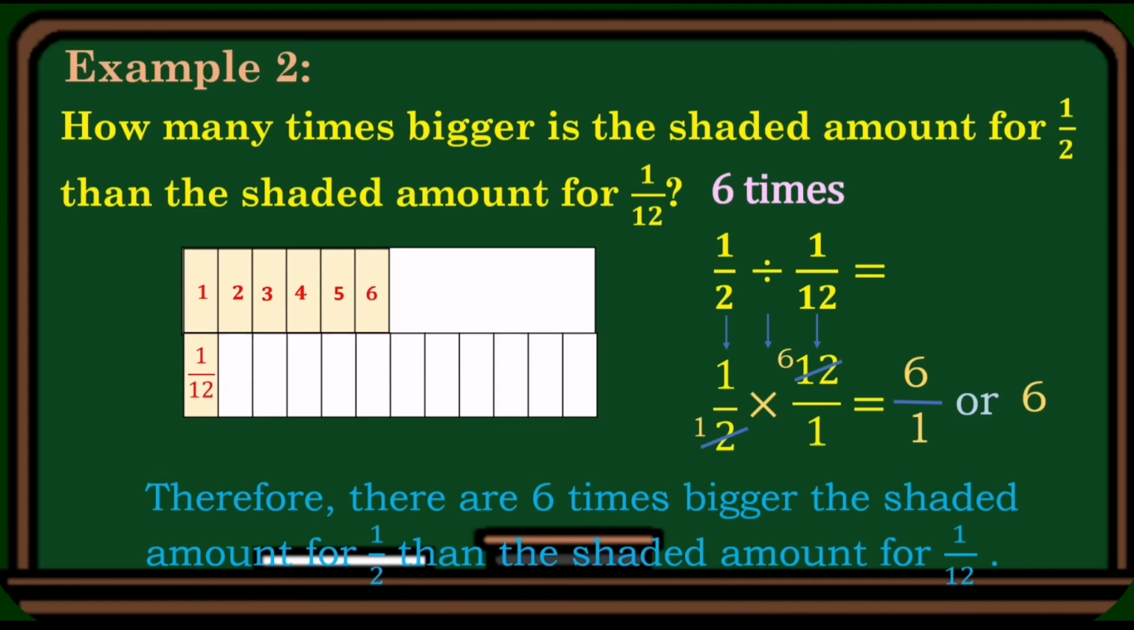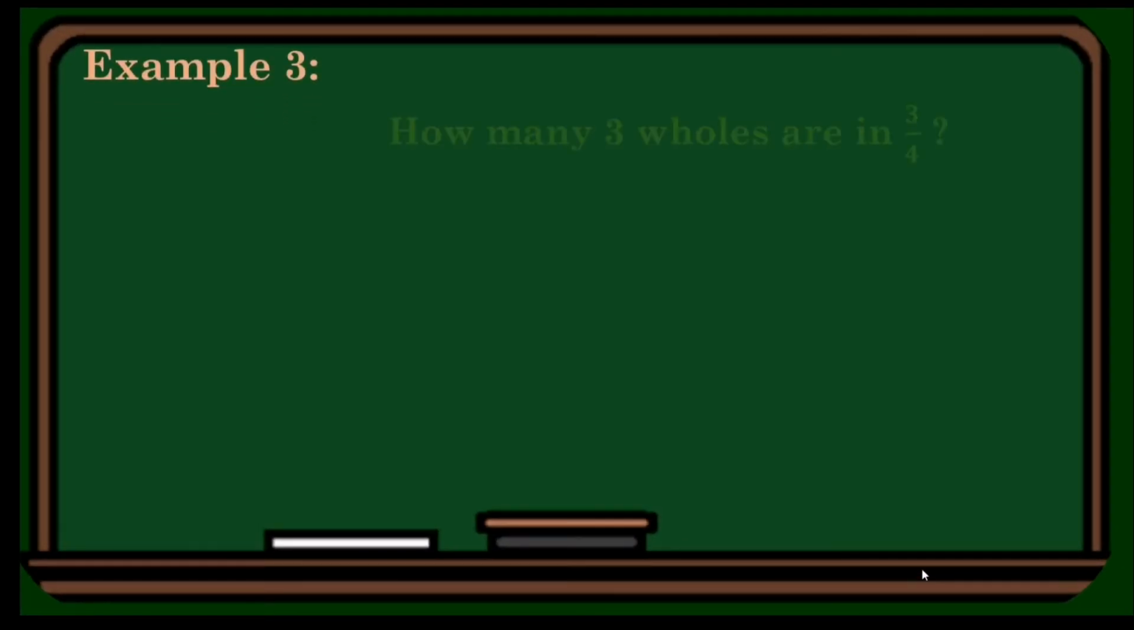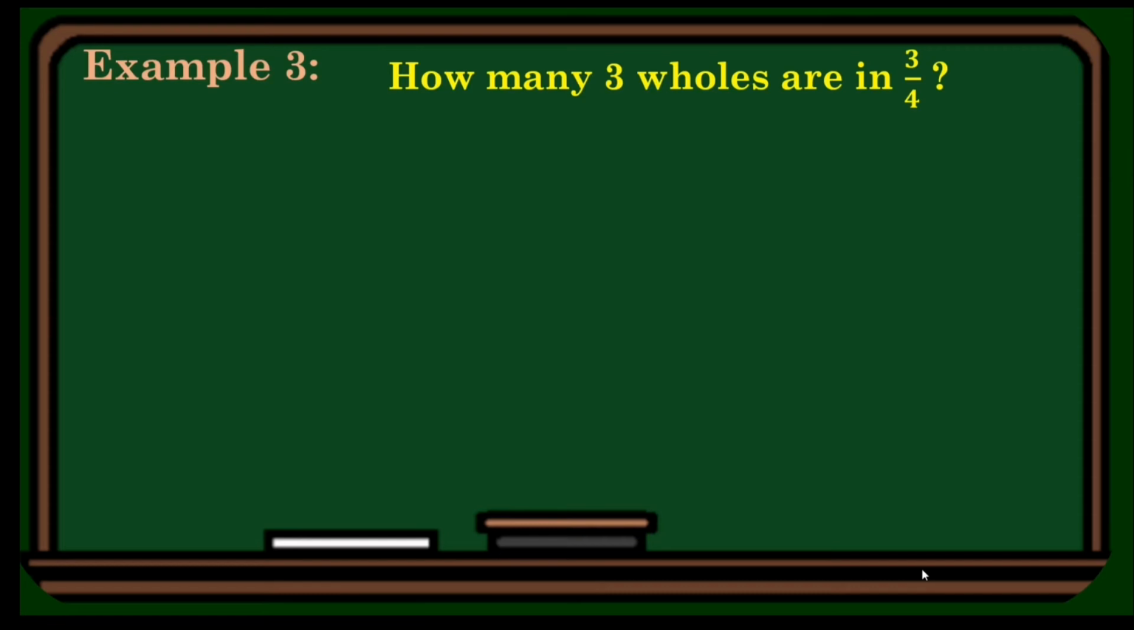Therefore, the shaded amount for 1/2 is 6 times bigger than the shaded amount for 1/12. Our next example is how many 3 wholes are in 3/4. Let's draw a model for 3/4 since this is our dividend. There are 3 shaded parts that represent 3/4, and another 2 wholes.